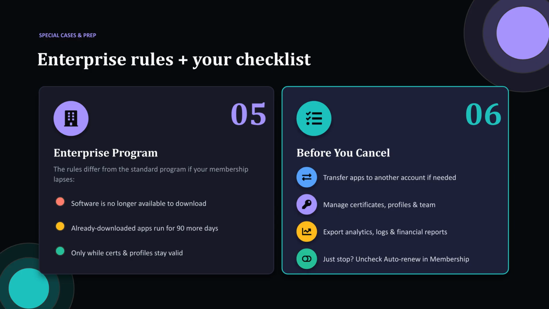For enterprise accounts, the rules differ. Software is no longer downloadable, but already downloaded apps run for 90 days as long as certificates remain valid. Before you cancel, transfer any apps to a new account, manage your team, and export all your important reports.